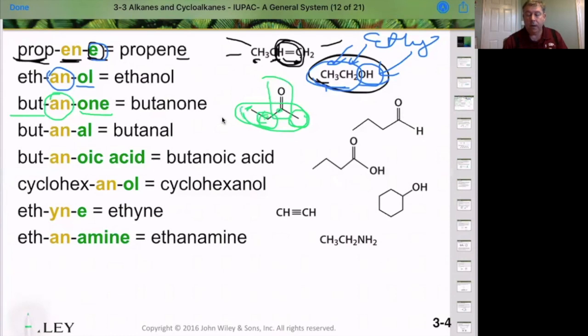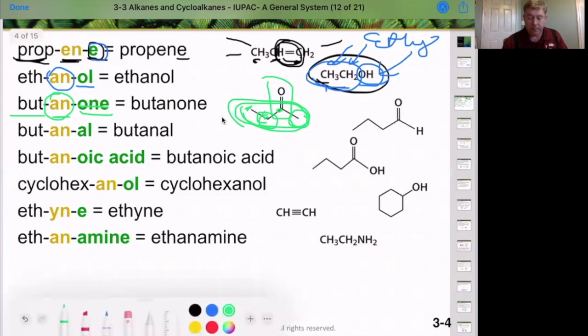So our prefix is our number of carbons, BUT. Our infix is the fact that we don't have any double or triple bonds, and ON tells us we have a carbonyl with 2 carbons bonded to it, so it's butanone, okay? So let's look at this compound now here.